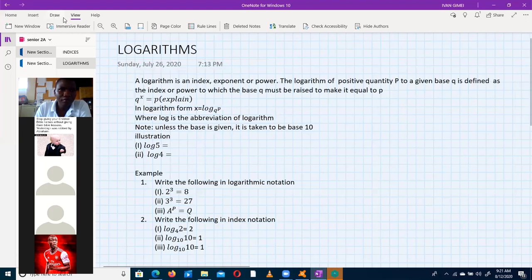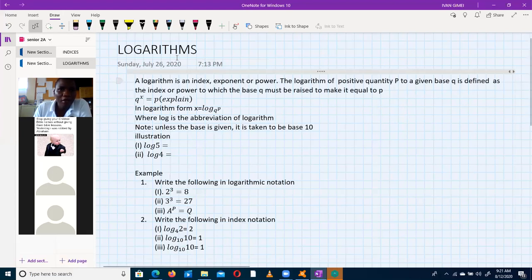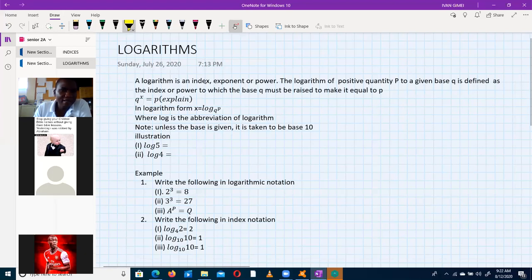So we are saying logarithm. What are logarithms? In the definition here, we're saying a logarithm is an index, exponent, or a power. The logarithm of a positive number p to a given base q is defined as the index or the power to which q must be raised to make it equal to p.